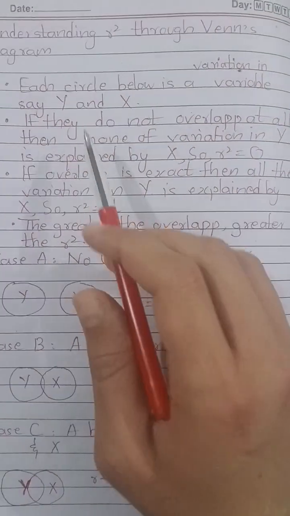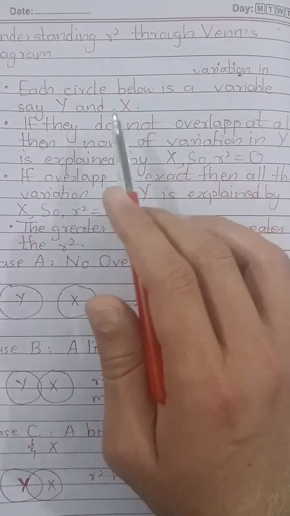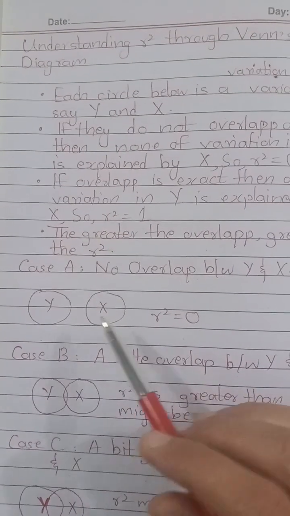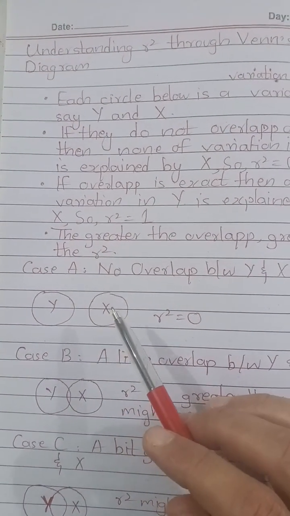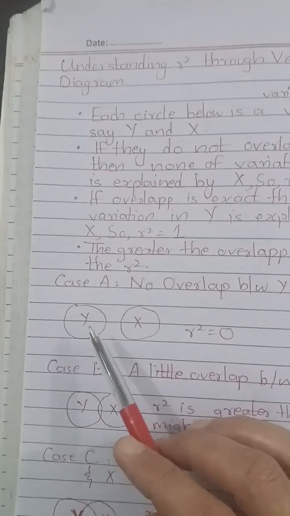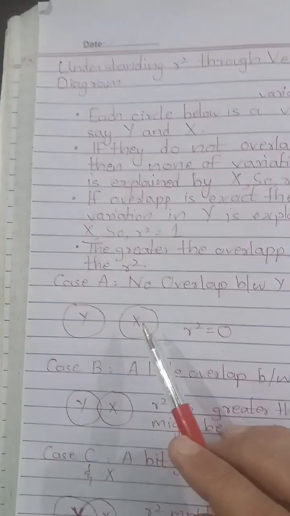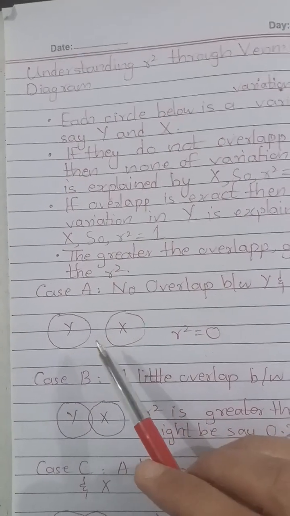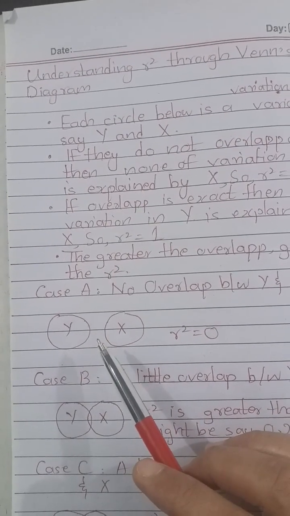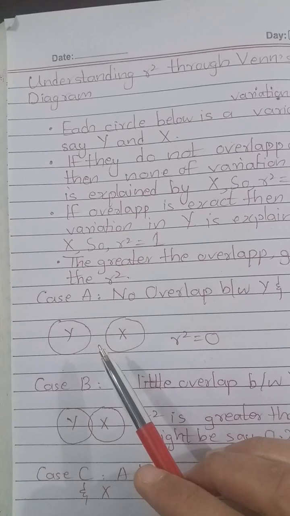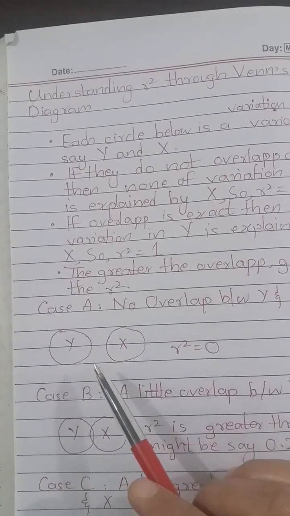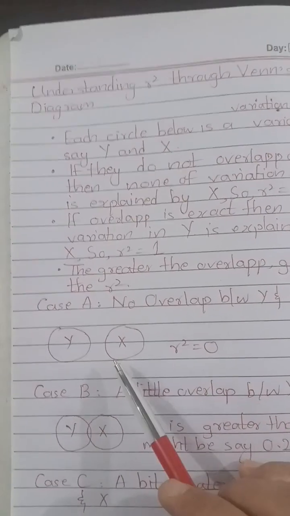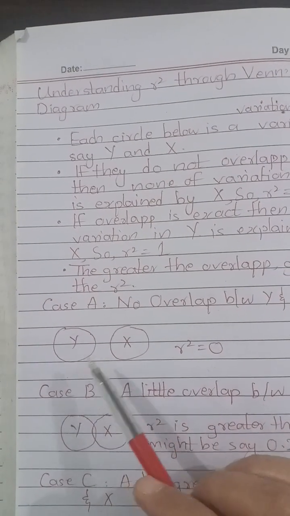Now let's understand R square through the Venn diagram. Each circle shows the variation in each variable. For example, this circle shows the variation in y and this circle shows the variation in the x variable. The overlap between them shows how much R square is. Since there is no overlap between x and y, R square would be 0. It means that none of the variation in y is explained by x.